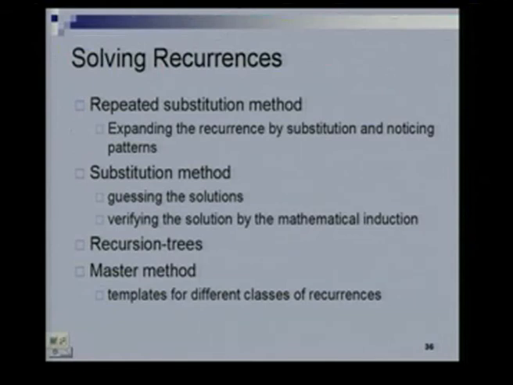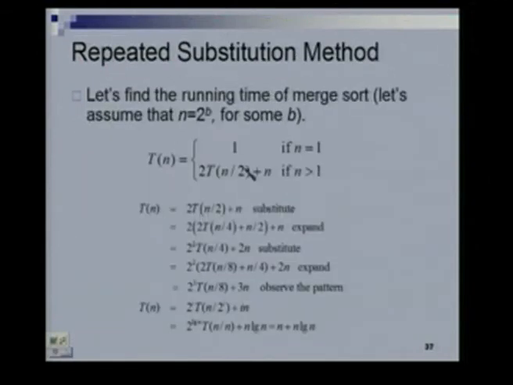Okay. So, we are going to look at the repeated substitution method once again. Suppose I am trying to merge sort n elements, and n is some power of 2, let us say 2 to the b. This will help us ease the analysis a little bit. So, recall the recurrence is t of n equals 1 if n equals 1, and t of n equals 2 times t of n by 2 plus n if n is more than 1. So, we are just going to adopt repeated substitution. I just keep writing over and over again and see what I get.